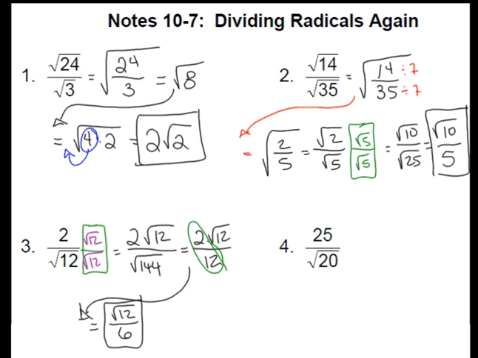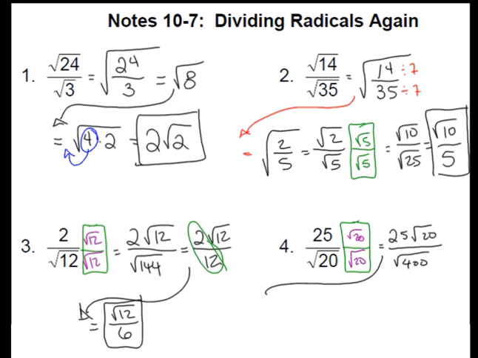Looking here at example number 4, we're going to do it just like we did with number 3. Start off with our magic 1. Put it out here next to it. Our magic 1 is going to be the square root of 20 over the square root of 20. So when I multiply this across, I have 25 square root of 20 over square root of 400. So this becomes 25 square root of 20 over 20.